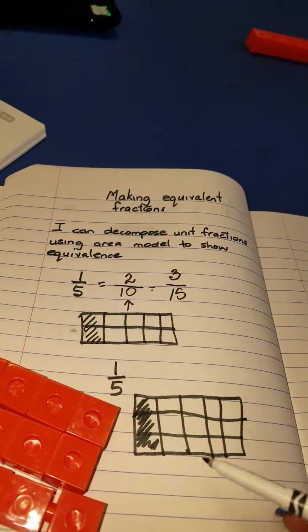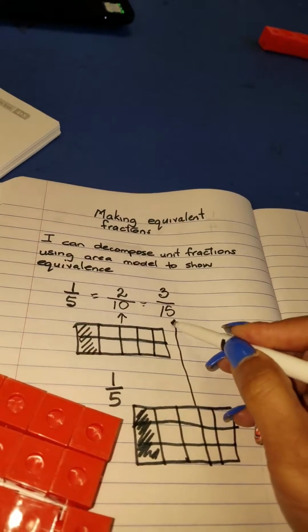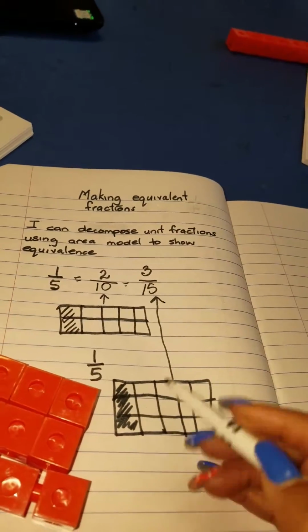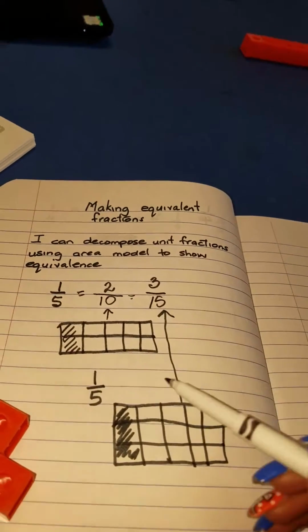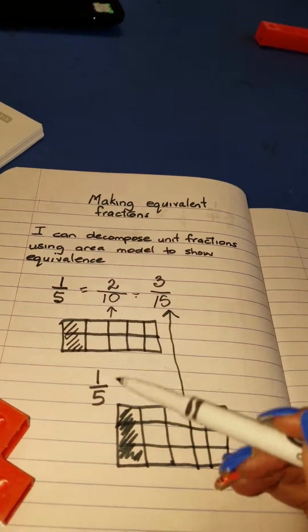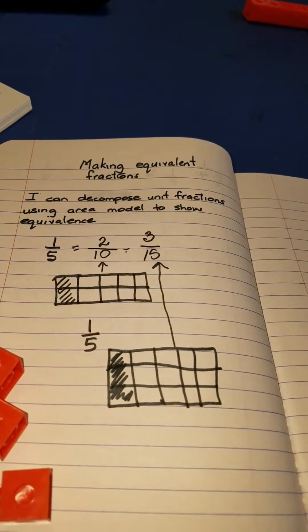If we count all the parts, we're going to end up getting 15 parts. And it seems as if we have 3 shaded. Now notice at no point in time did I shade any extras. All we did was decompose one fraction so we can get the equivalent fractions here.